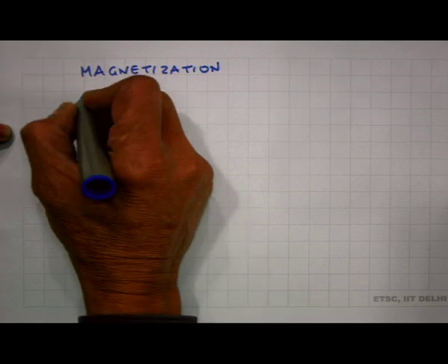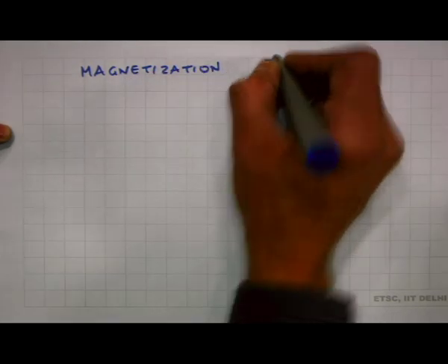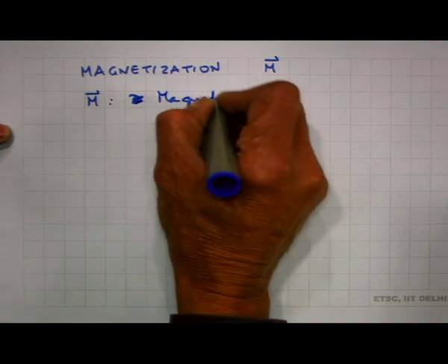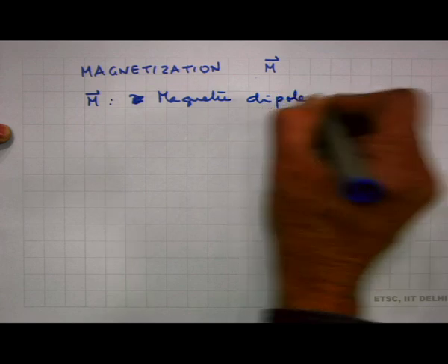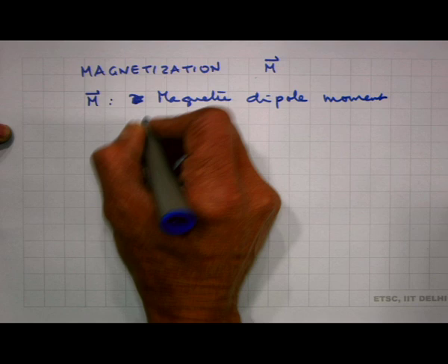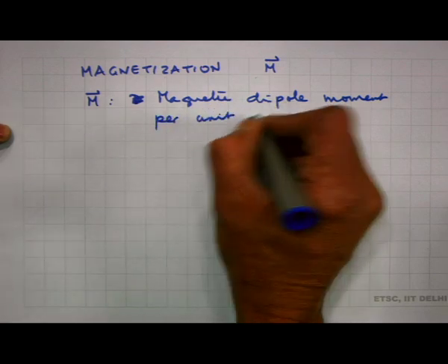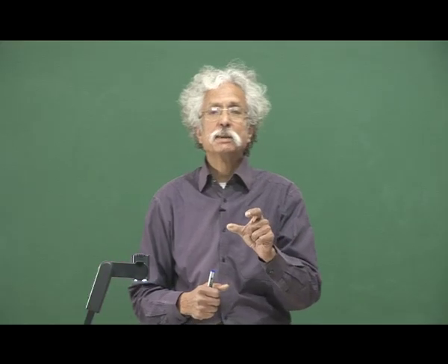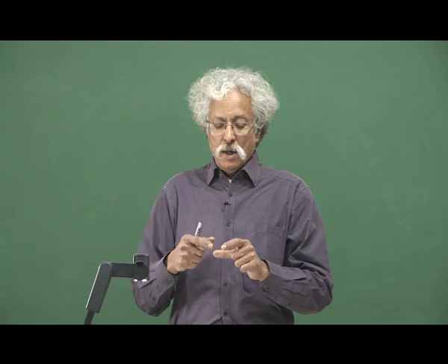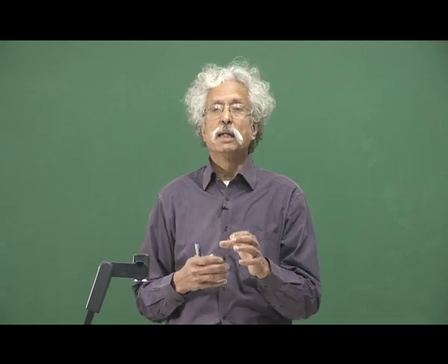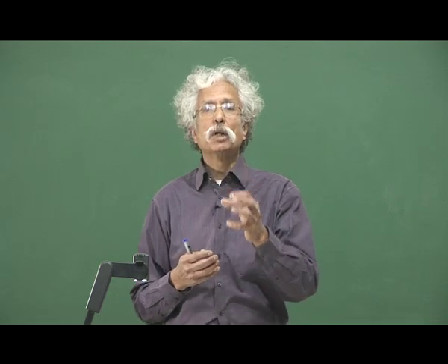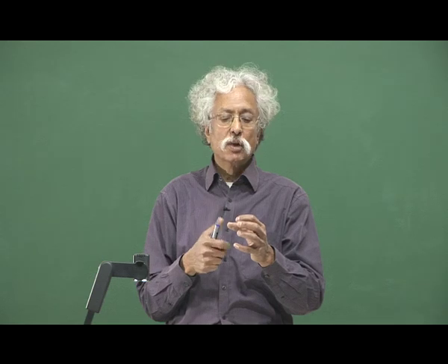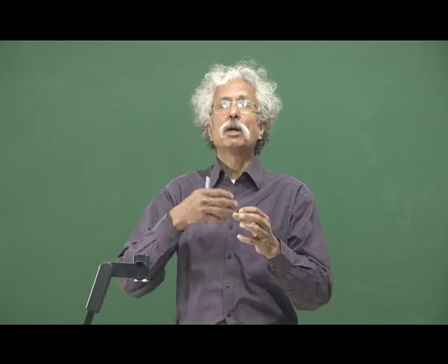Magnetization is the dipole moment. This is magnetization, M vector. M vector is the magnetic dipole moment per unit volume. So, you take a small, infinitesimal volume of the material. The small volume should contain thousands of atoms, and then you calculate the total magnetic moment of the small volume. So, I take a volume delta V, I sum up all the magnetic moments of all the constituting atoms to get the total magnetic moment.